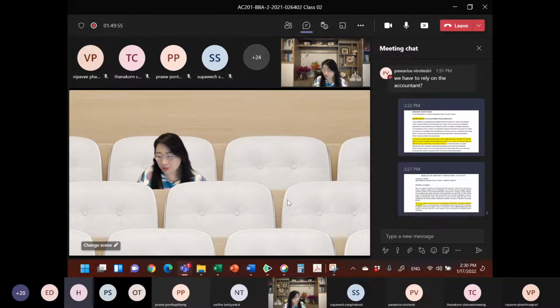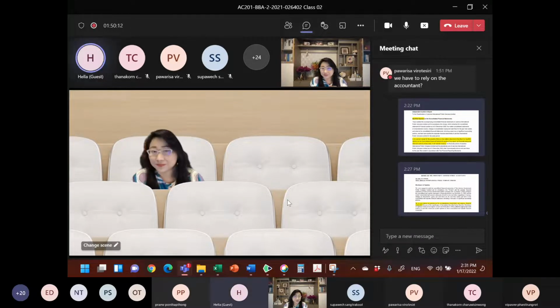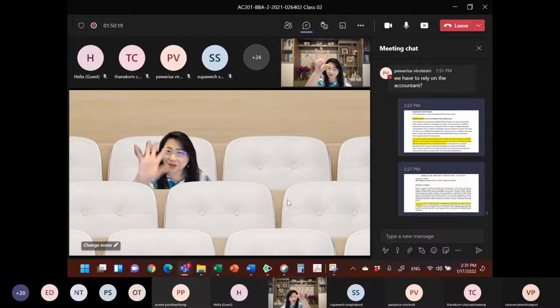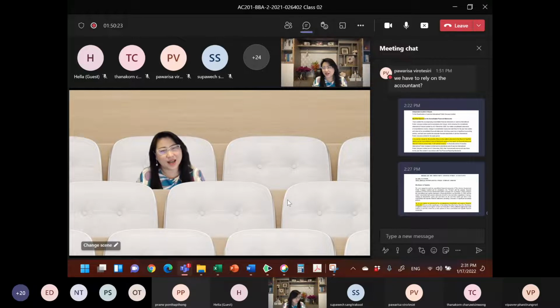And what's the difference between unqualified and adverse? Oh, unqualified meaning good, like a clean report, no problem. Adverse meaning a lot of things are wrong and the financial statements are wrong. Unqualified is the best one. Right? Unqualified, qualified, and then disclaim and adverse, I don't know which one is better. Both of them are not so good.